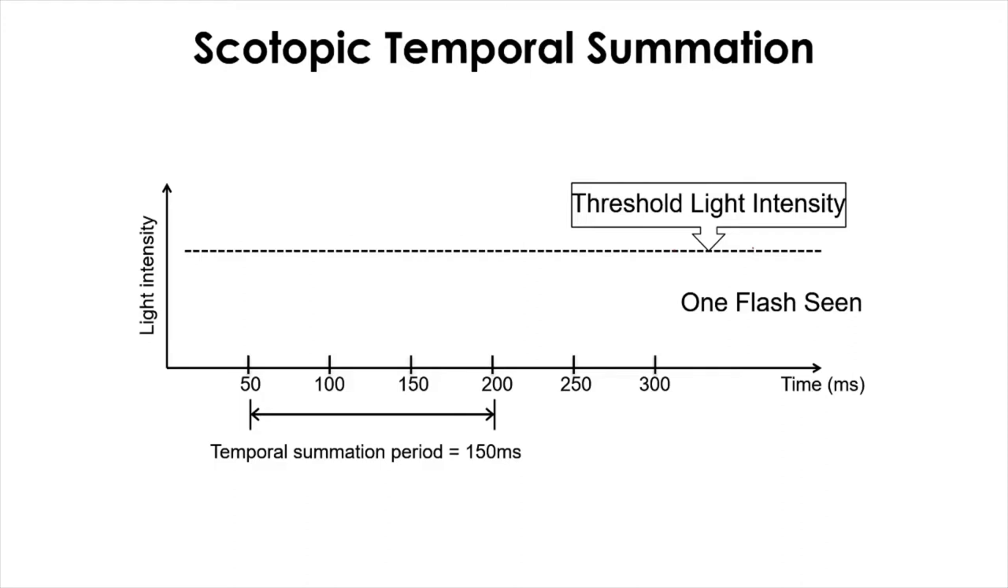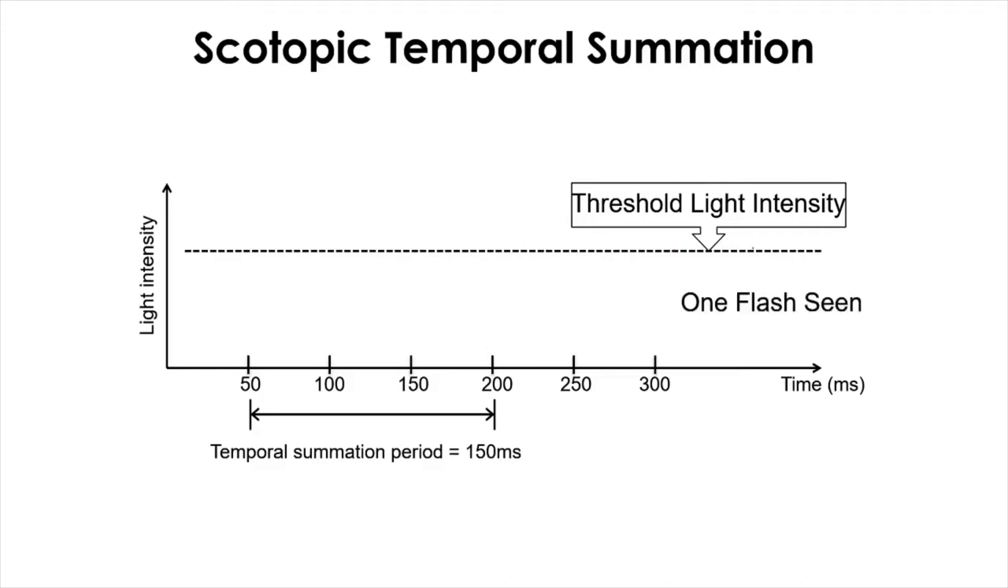Now, let's look at what happens if two lights with superthreshold intensity are flashed one after the other within the critical period. So now, watch out. Do this again. Okay, so even though these two flashes are superthreshold flashes, because they fall within this critical summation period, the visual system will only be able to see one flash instead of two flashes. Okay, so there's still one flash.